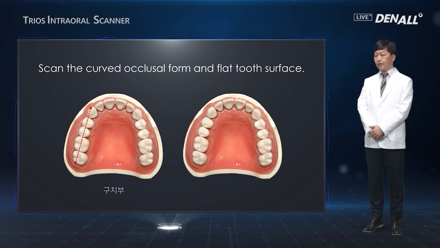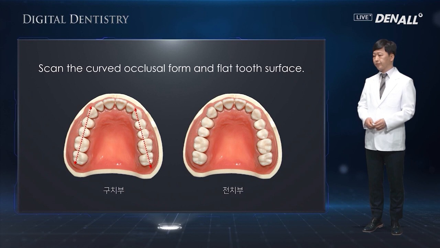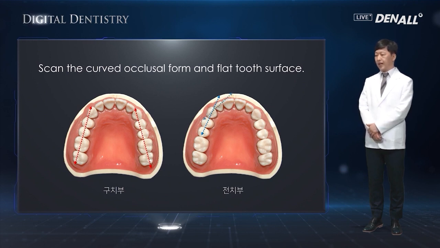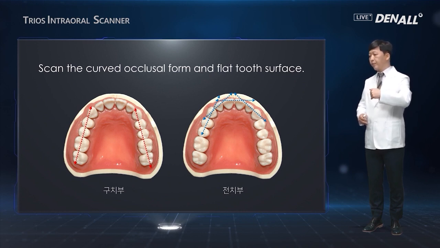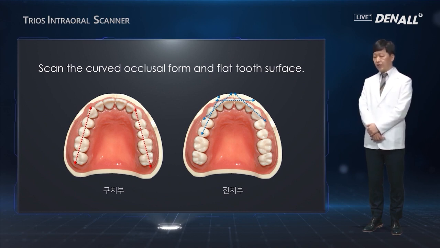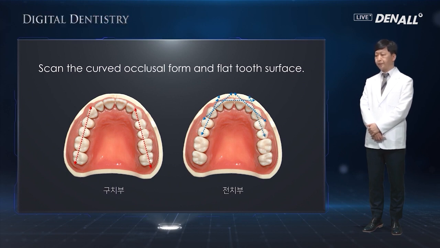Posterior and anterior regions are different from each other in many aspects. In the posterior region, the occlusal plane is straight. However, in the anterior region, there is the curvature. So in the posterior region, you can scan in one direction, whereas in the anterior region, you need to change the angle of the scanning continuously.